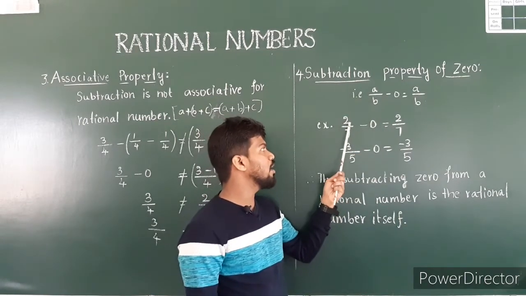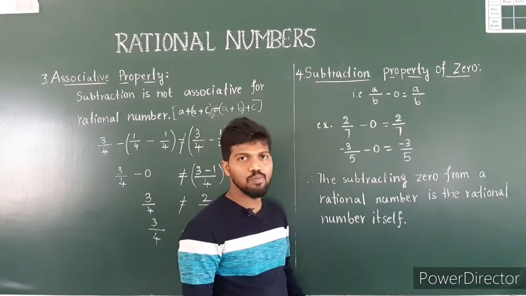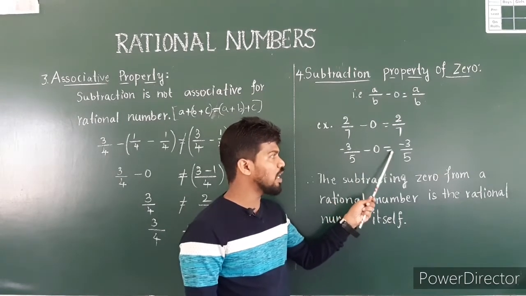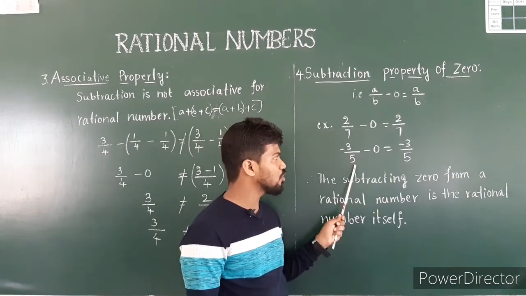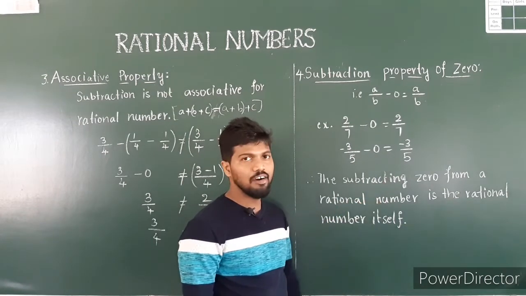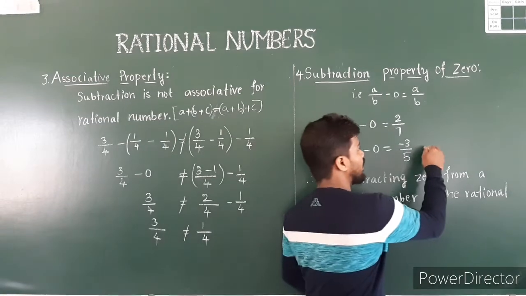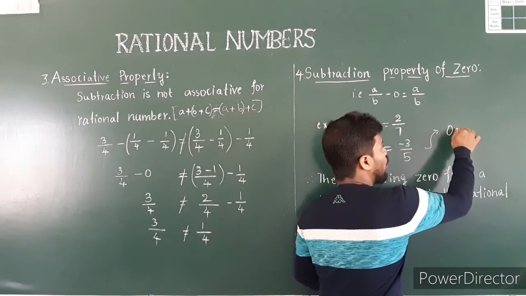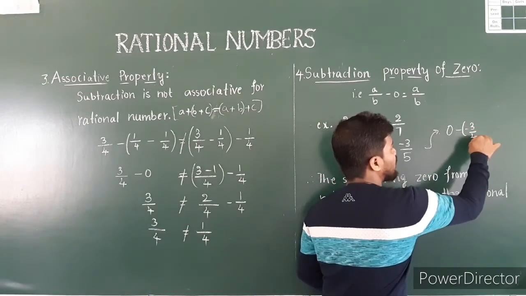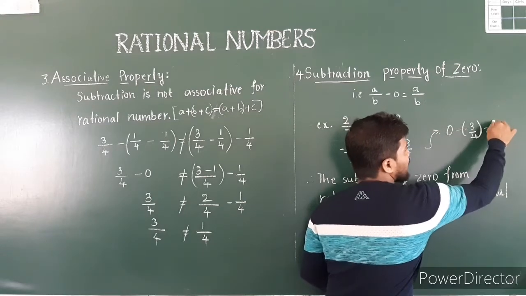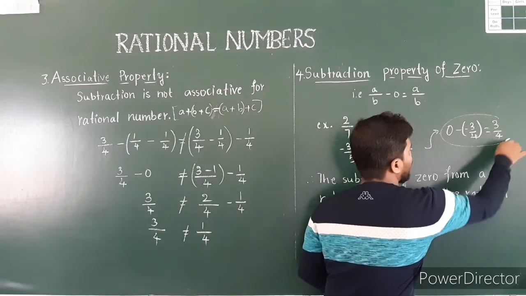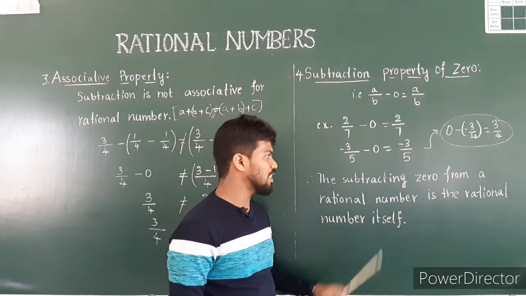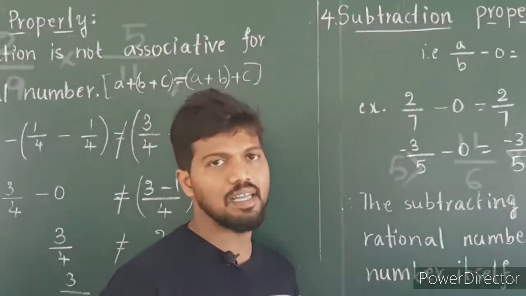Now I take an example: 2/7 − 0, you get 2/7 itself. The same number repeats here. Minus 3/5 minus 0, you get minus 3/5. I give one more example: 0 − 3/4 means you get minus into minus, plus 3/4. This is somewhat different, so that is not subtracting 0 from a number. Therefore, subtracting 0 from a rational number gives the rational number itself.